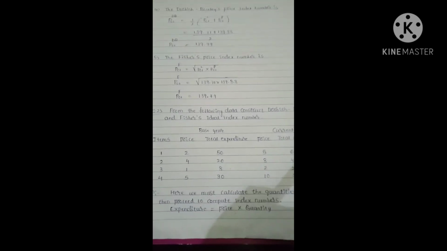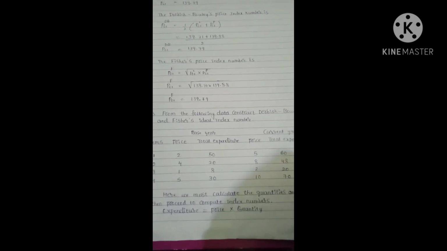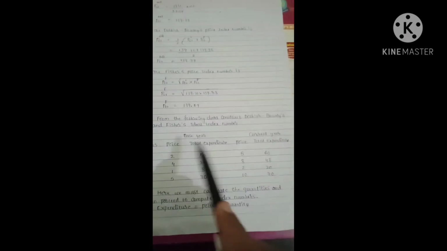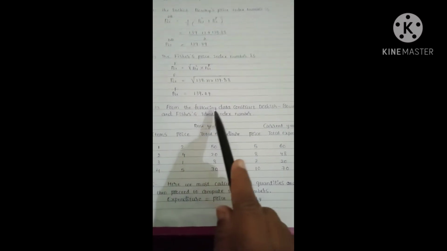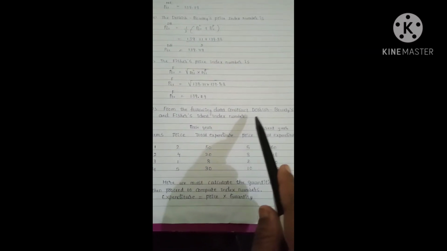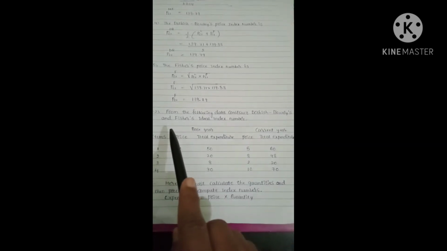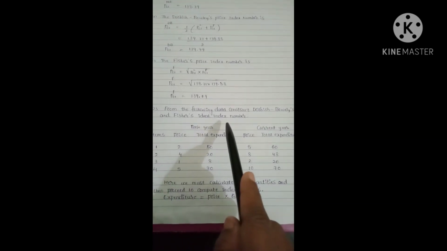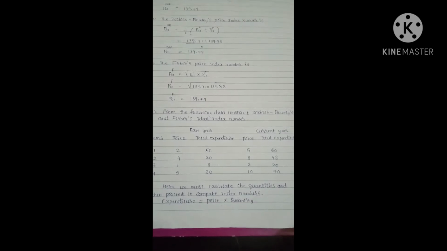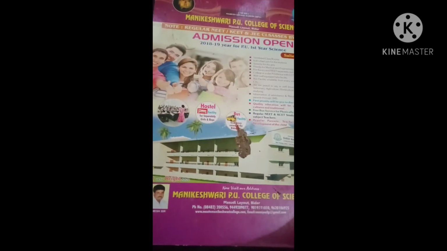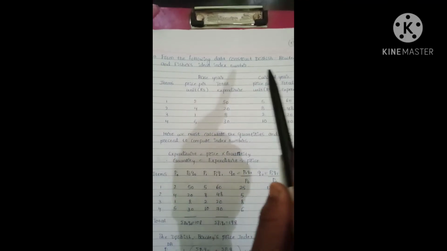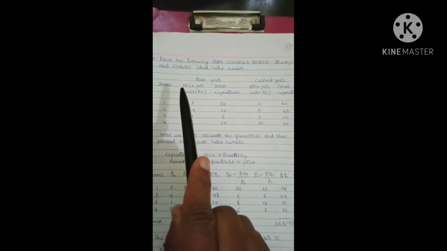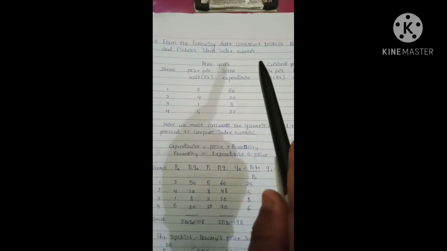Next, move on to the second question. What is the second here? From the following data construct Drobisch, Bowley's and Fisher's ideal index number. The second example is from the following data construct Drobisch, Bowley's and Fisher's ideal index number.